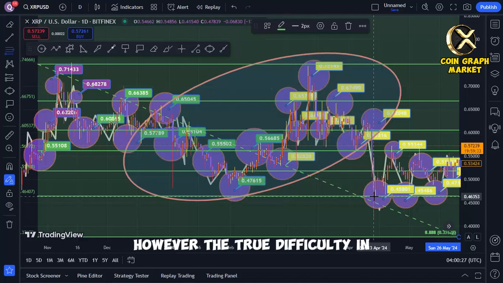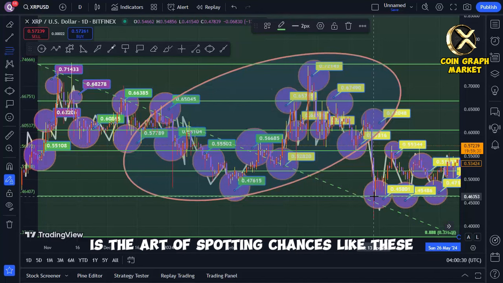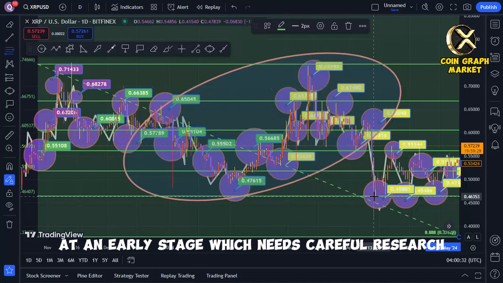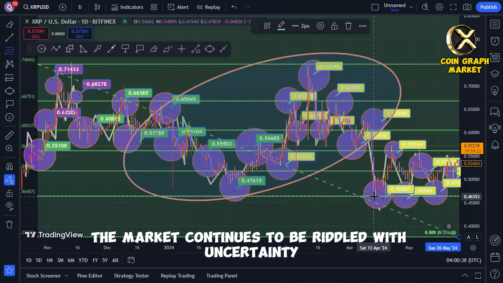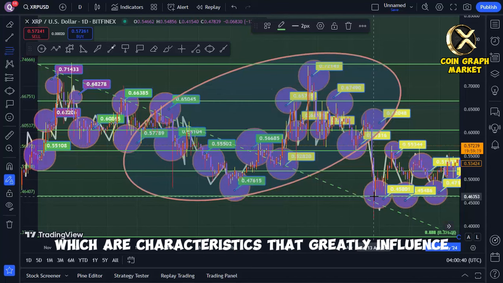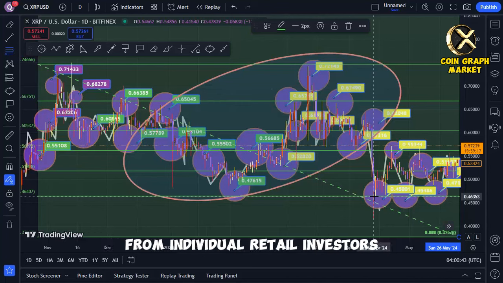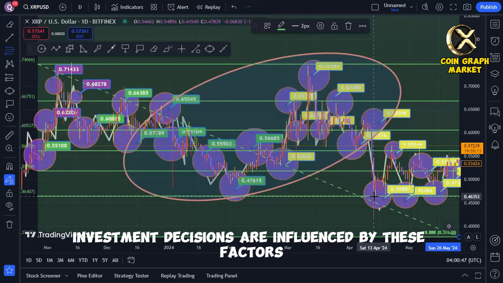However, the true difficulty and lesson that can be learned from this situation is the art of spotting chances like these at an early stage, which needs careful research, as well as a proactive attitude. The market continues to be riddled with uncertainty and risk, which are characteristics that greatly influence investment decisions across the board, from individual retail investors to huge institutional players.